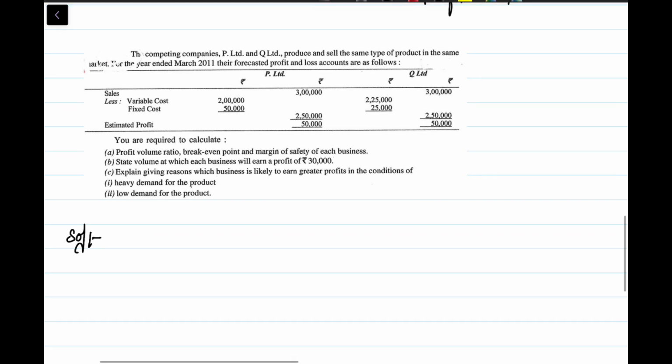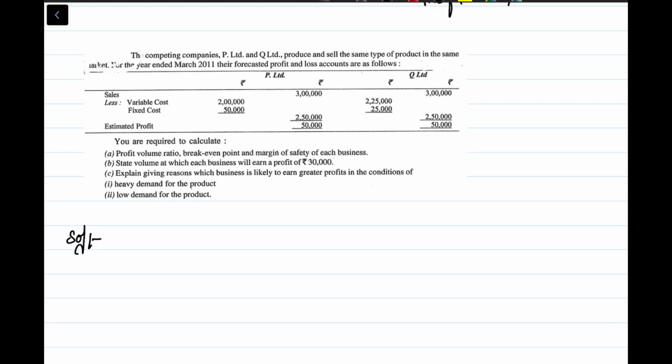Let us understand how to calculate this problem. I request you to pause the video first so that you can read the question, then start the solution. In this problem they have given you two companies, P Limited and Q Limited. We'll start with the working notes.